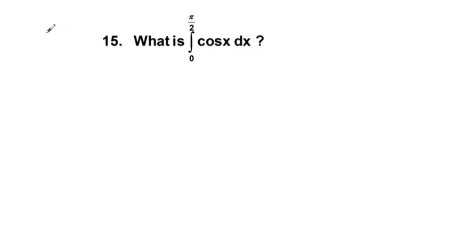Okay, next, 15. What is the integral from 0 to pi over 2 of cosine x dx? Well, the antiderivative of cosine is going to be sine. So we're going to rewrite this as sine x, evaluating from 0 to pi over 2. And we're going to work backwards to make sure we did it right. It's easy to get a sign error. If we take the derivative of sine x, well, that's going to be positive cosine x.